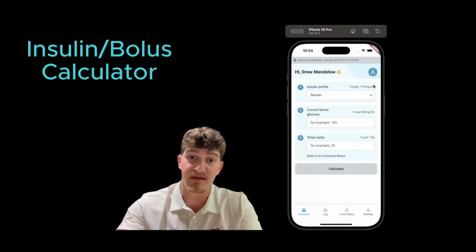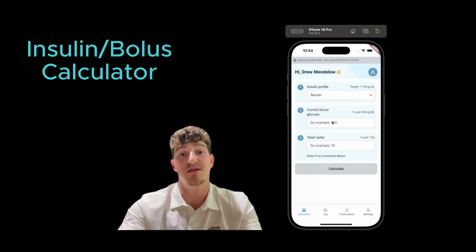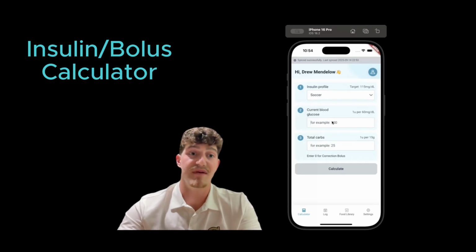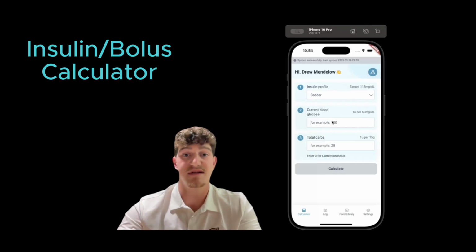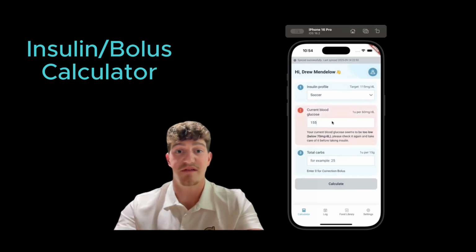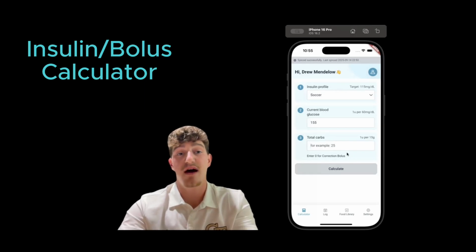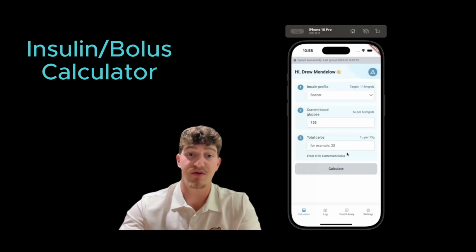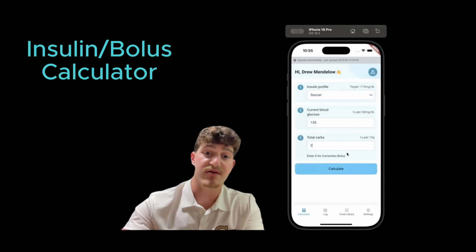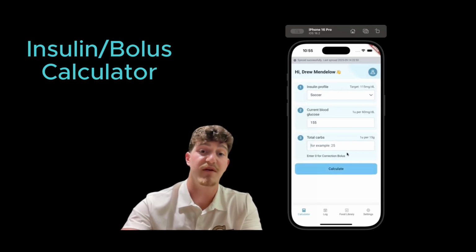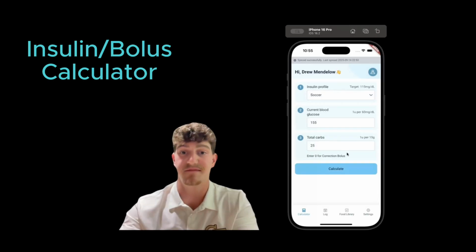You can see all the settings from the soccer profile are shown here. This is the target, the correction factor, and then the carb ratio down below. So now this is where you enter your current blood glucose. This can either be from a blood prick or from a technology like Dexcom, for example. I'm going to say 155. And then this is where you enter how much carbs you're eating. If you're not having any food and you're just doing a correction bolus, like I mentioned before, you can actually enter 0 here and then continue with the calculation. But for the sake of this example, I'm just going to enter 25.